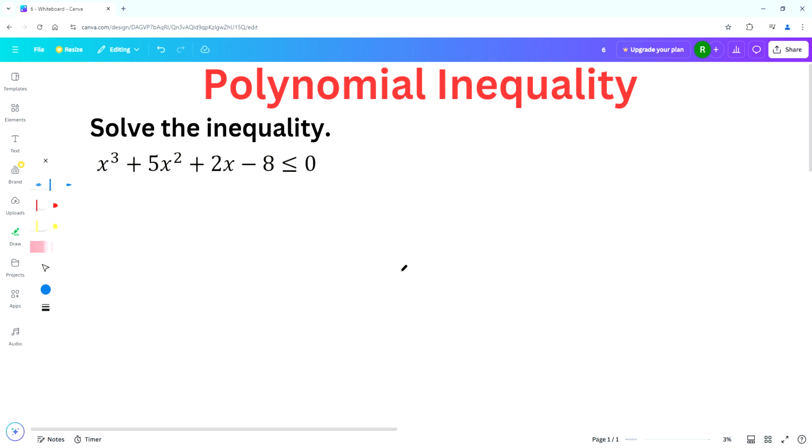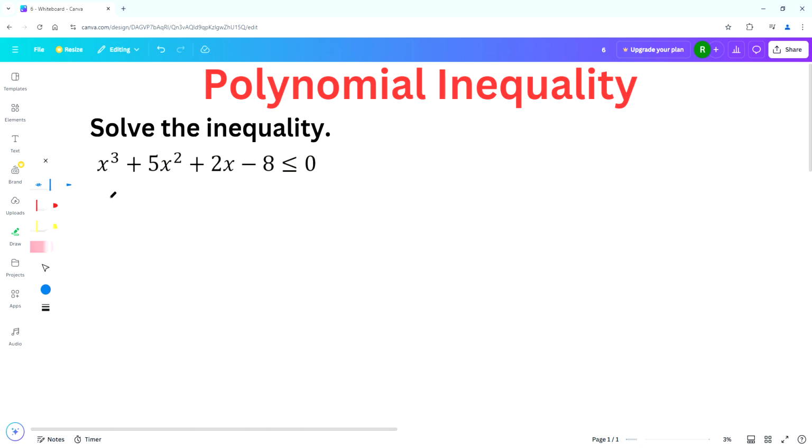In this video, we'll solve a polynomial inequality. The given inequality is x cubed plus 5x squared plus 2x minus 8 less than or equal to 0. This is a cubic inequality. The given polynomial expression is a cubic expression. The first step is to factor this cubic expression.